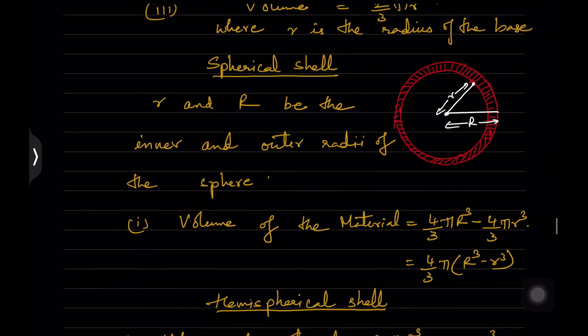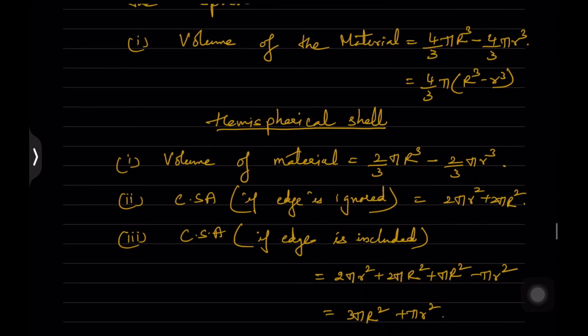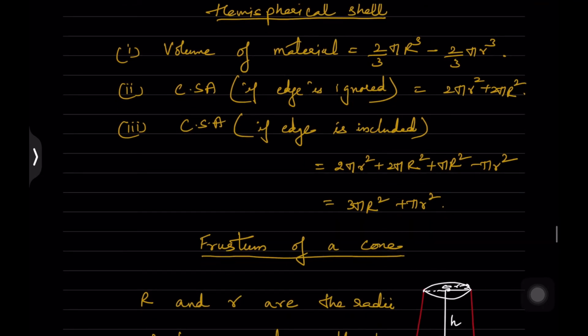Now spherical shell, you have two circles. If the radius of the bigger circle is capital R and the radius of the smaller circle is small r, then the volume of the material is equal to 4 by 3 pi capital R cube minus 4 by 3 pi small r cube, which is equal to 4 by 3 pi into (capital R cube minus small r cube). Then you have hemispherical shell. Volume of the material is equal to 2 by 3 pi capital R cube minus 2 by 3 pi small r cubed.